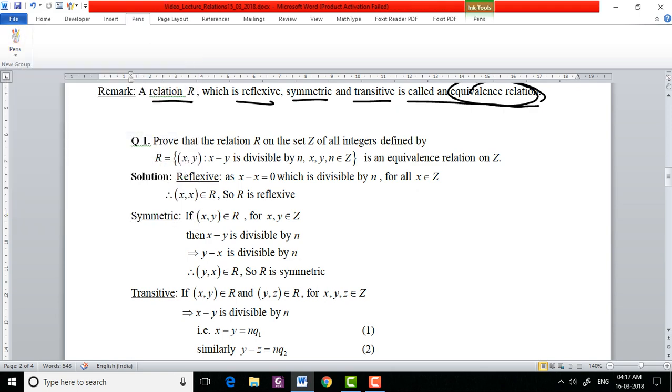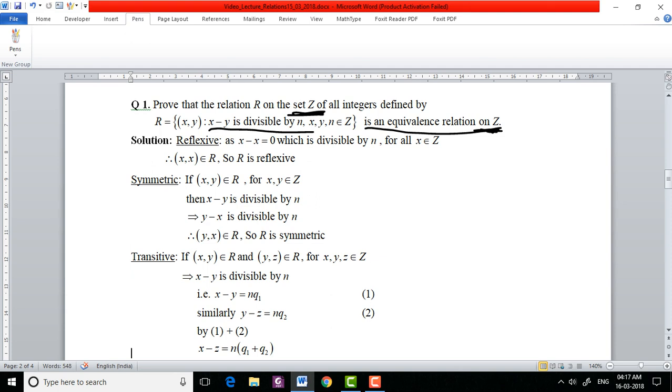Prove that the relation R on the set Z of all integers defined by R equals (x, y) such that x minus y is divisible by n is an equivalence relation. Now for your board exams, n can be any number. It can be 2, 3, 4, 5. So this is a general question, and we need to prove that this is an equivalence relation defined on the set of integers Z.